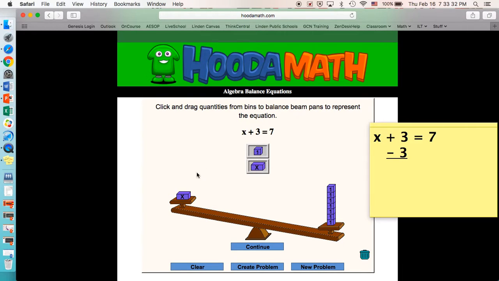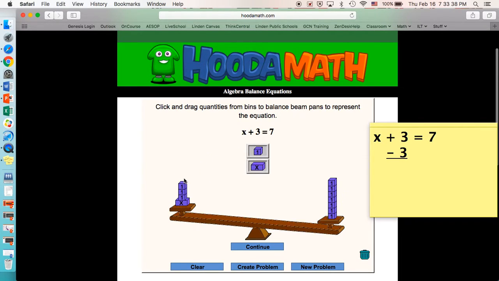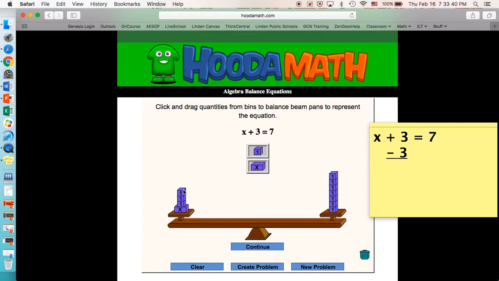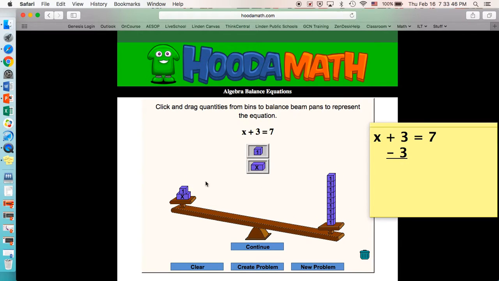Some of you may say, well, what if I took the 3 tiles that are here and I move them away from the x, but I put them onto the other side? Is it balanced? No, it's not balanced anymore. So that doesn't work. Let me get rid of those 3 that I added on. So here I have x, and I have 1, 2, 3, 4, 5, 6, and 7. Not balanced.